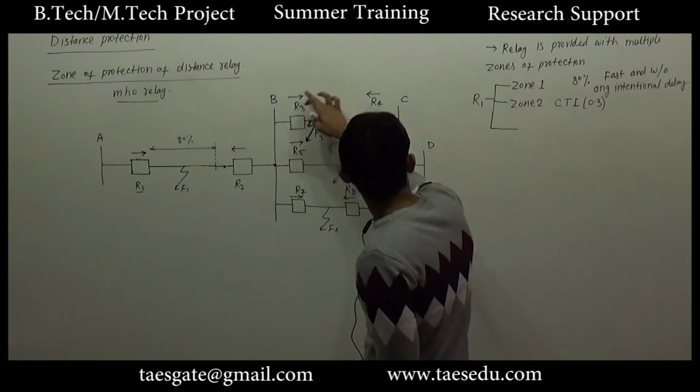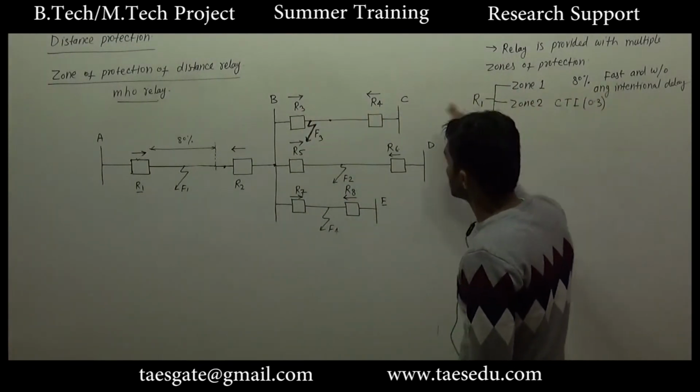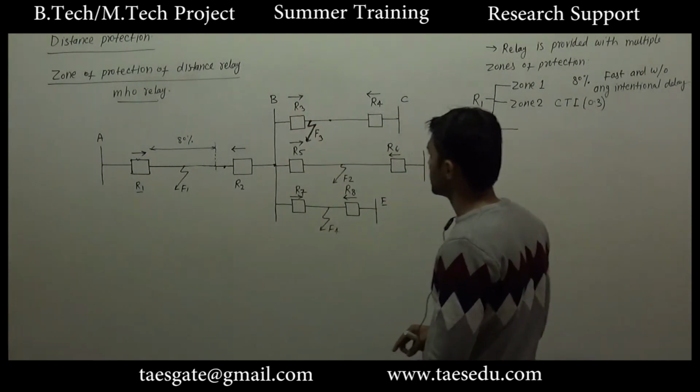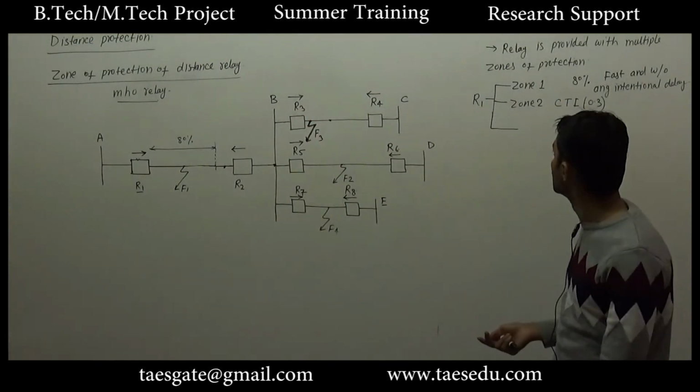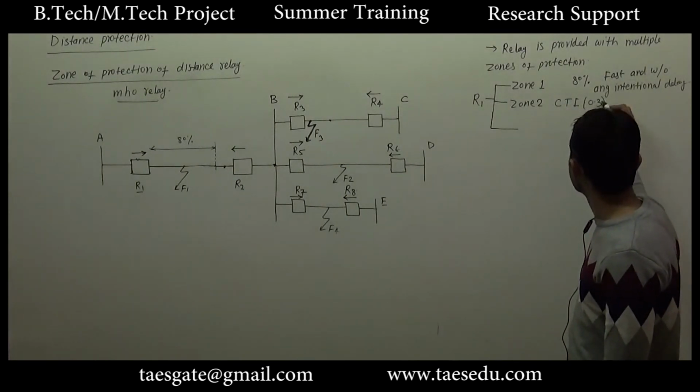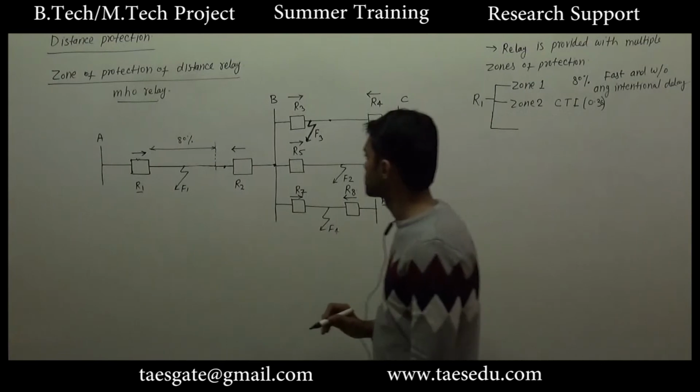Say for R3, zone 1 protection will be extremely fast, without any intentional delay. And zone 2 protection will be after an intentional delay that is measured by the coordination time interval, and it is 0.3 second.